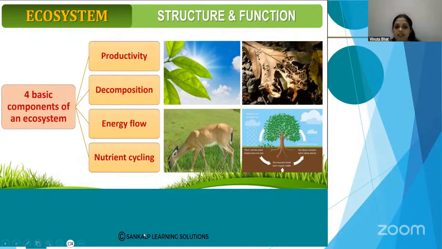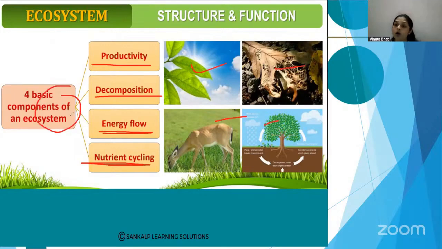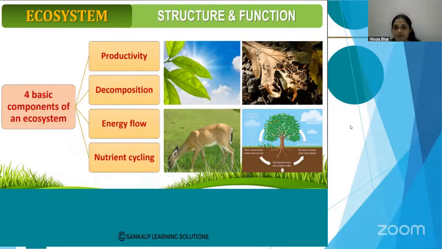The first one is productivity, second one decomposition, third one energy flow, and the fourth one nutrient cycling. So these four steps you can observe in all the ecosystems. So let us study this in detail.